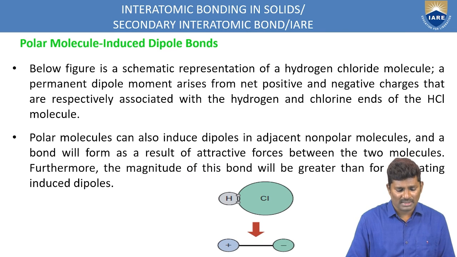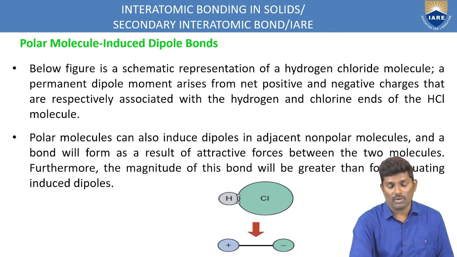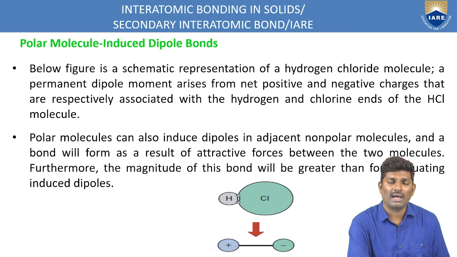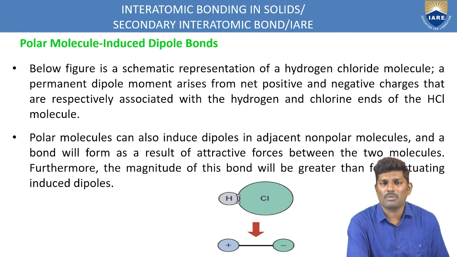So, what is happening in this case? The polar molecule can also induce dipoles in adjacent non-coplanar molecules. So, again, you have adjacent bonding in this type also, like in a covalent bond. In a covalent bond also we have adjacent bonding between the atoms. Then you are getting a strong bond.